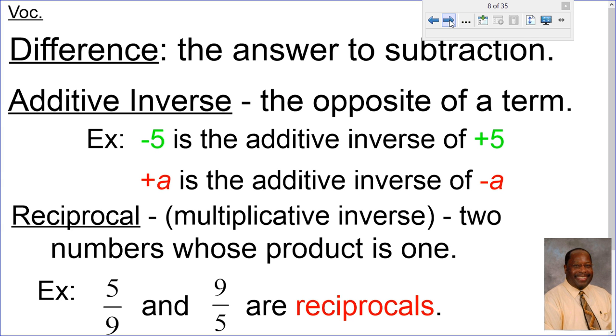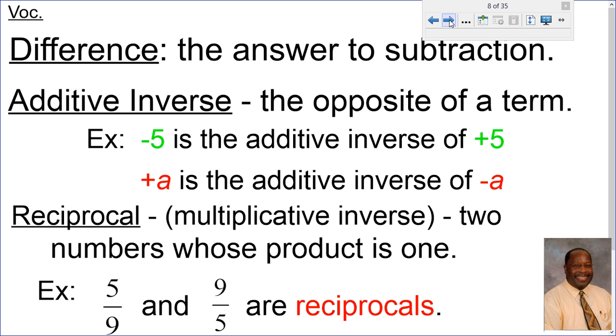Here are some vocabulary words that we need to know. Difference is the answer to subtraction. You should have seen that before. We're going to be using that especially in word problems. Additive inverse is the opposite of a term. So when you see that word, it's a very important word. So get to know it.